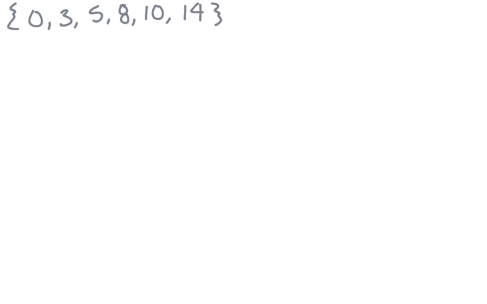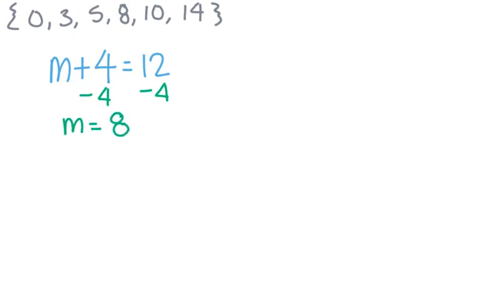So for these next two problems, we're going to be using this set of data on your screen, and we are going to determine if any of these numbers make the equation or inequality true. So our first one is m plus 4 is equal to 12. We're going to solve for m, so we're going to subtract 4 from both sides. So m is equal to 8, and we can see that 8 is in our data set, so we're good.